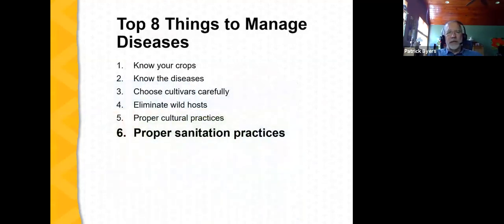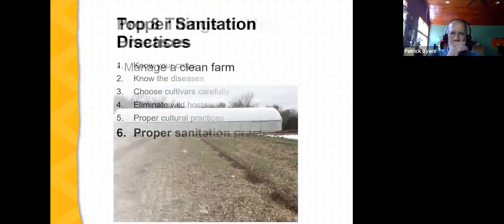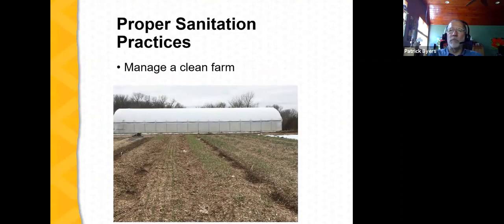The next tactic that farmers mentioned to me is proper sanitation practices. Manage a clean farm. Remove debris, keep weeds under control. Make sure that you clean equipment that's used in farming practices. Looking at this picture here, we see a high tunnel in the background. It's a good practice to disinfect the inside of a high tunnel. Again, this is something as basic as washing down the metal structure of the high tunnel and making sure that the wooden components are clean as well.